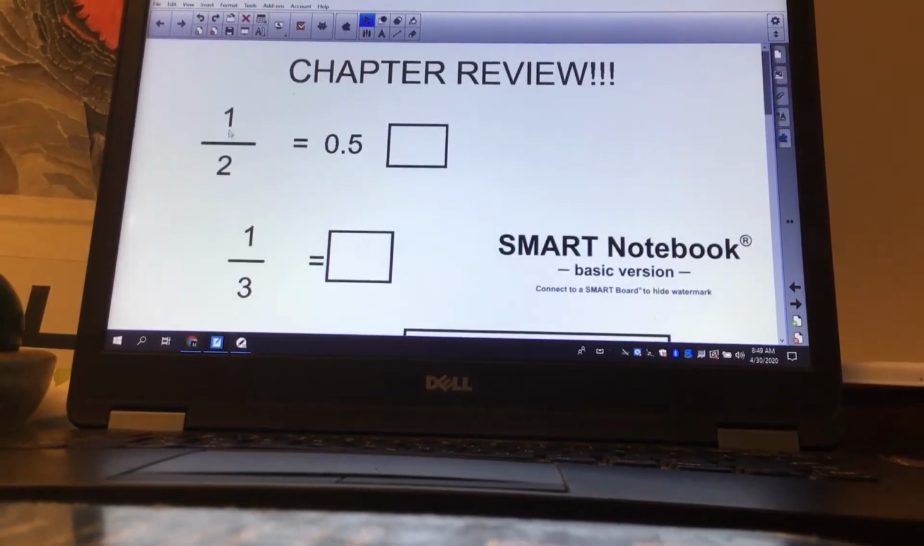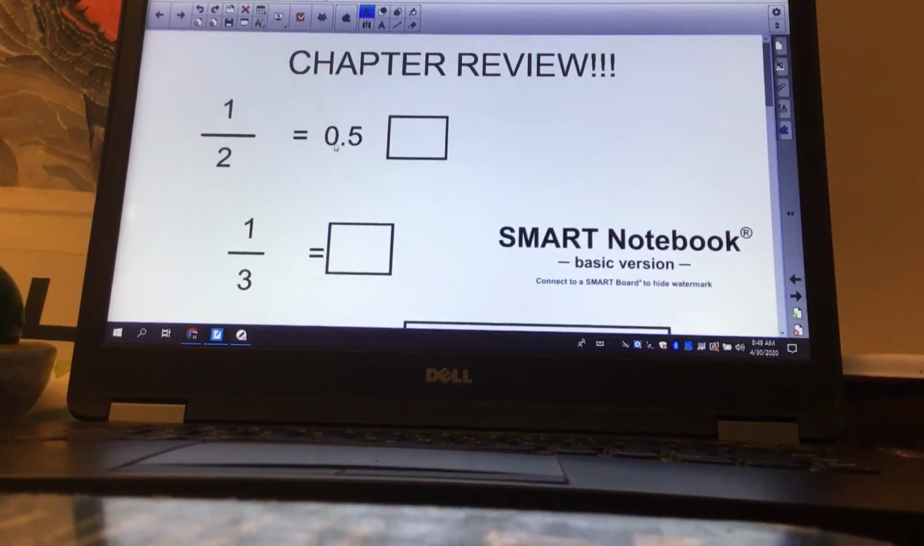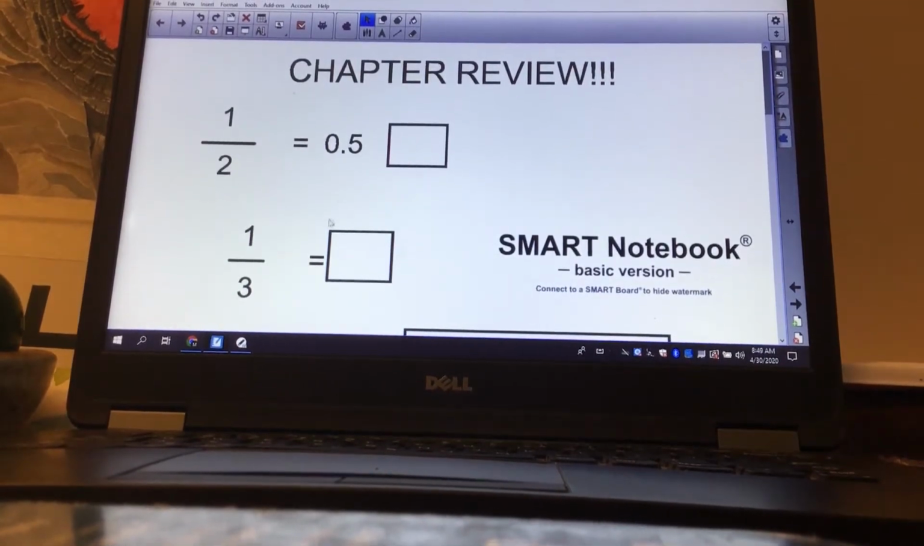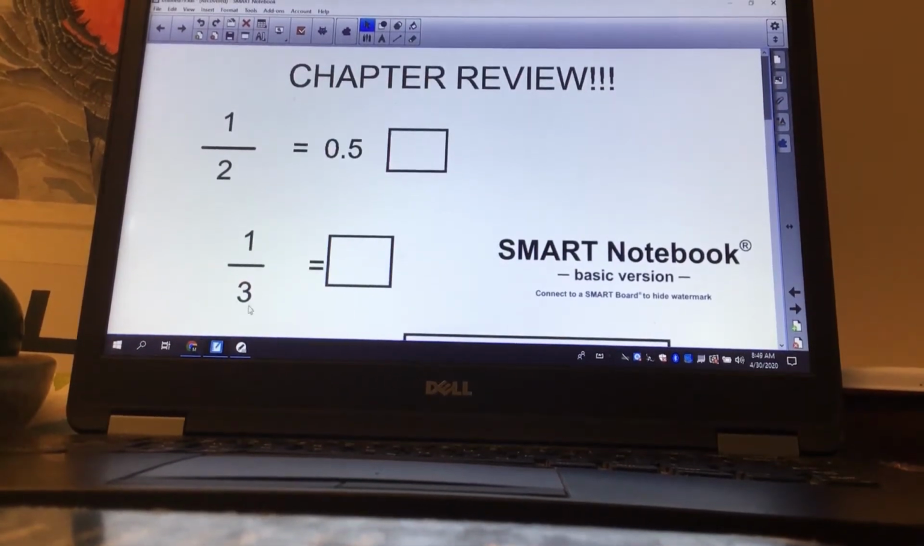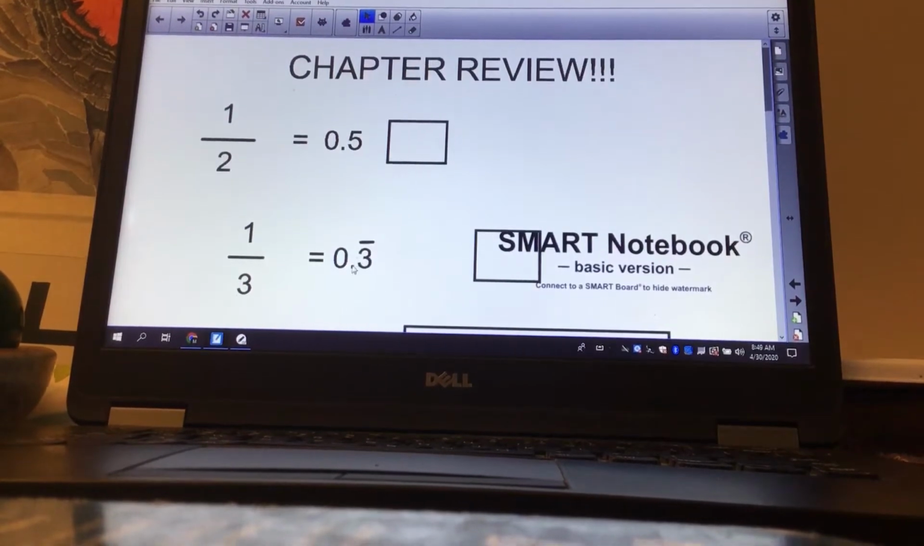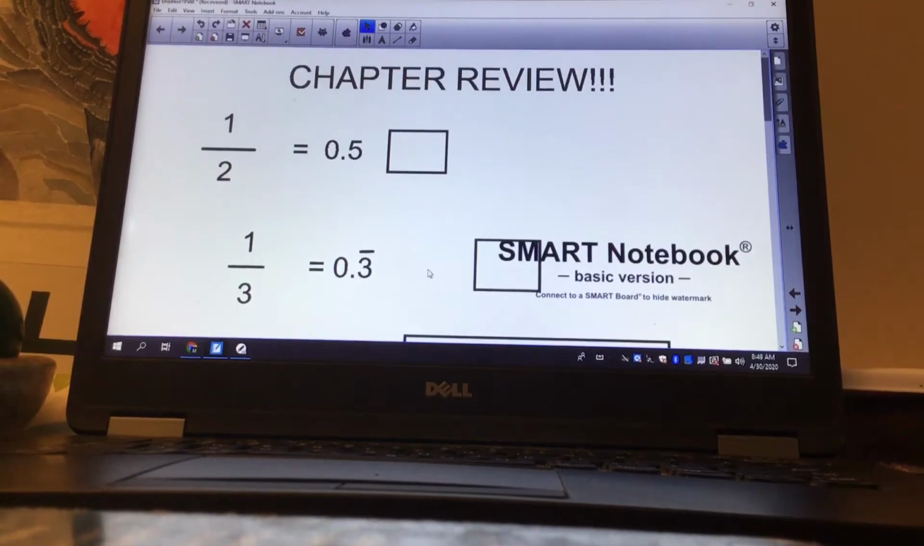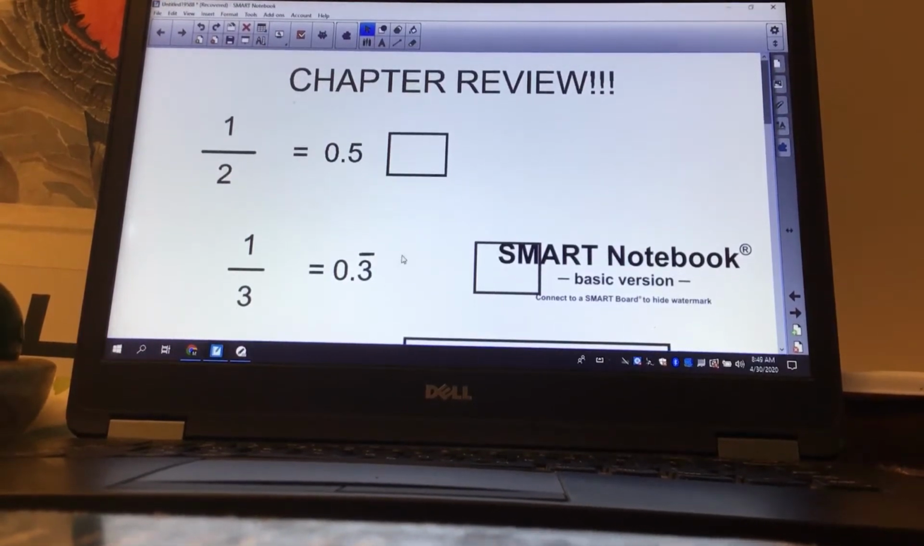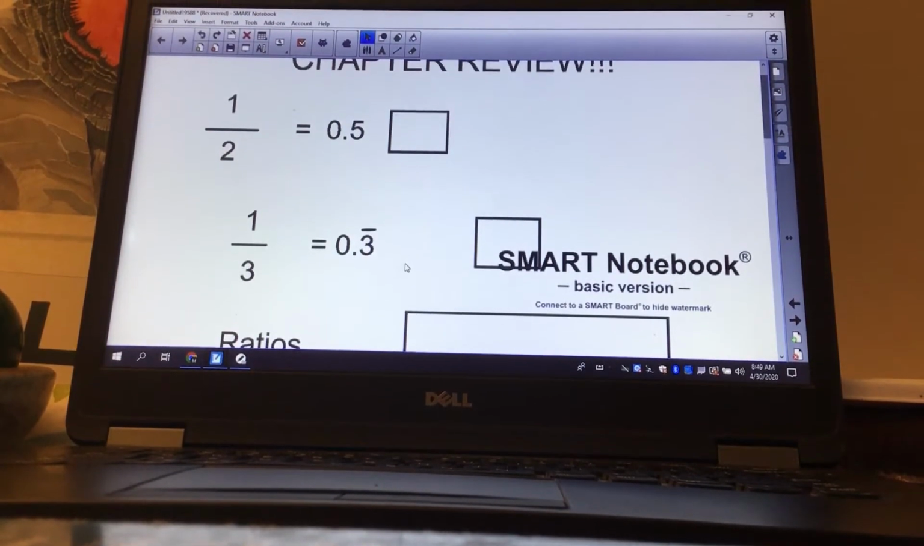Okay, so top divided by bottom gives me my decimal. 1 over 3, if we remember, it's 0.33333 and it goes forever. So we would just put a bar over the 3 to say that it's repeating.